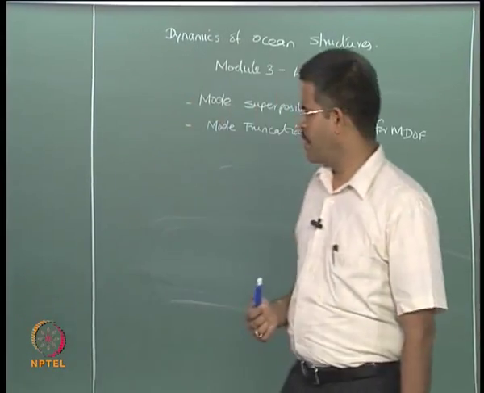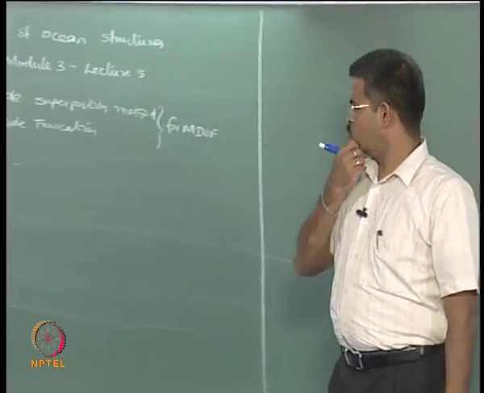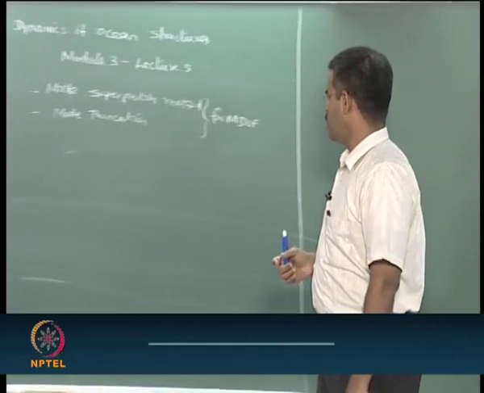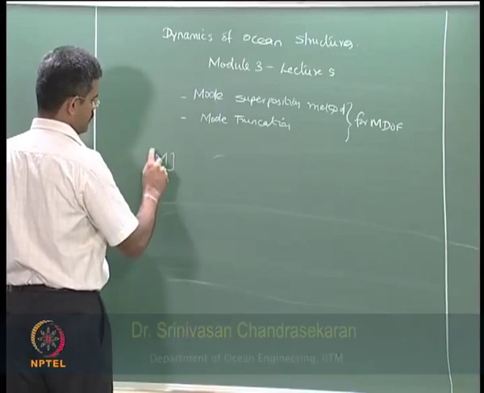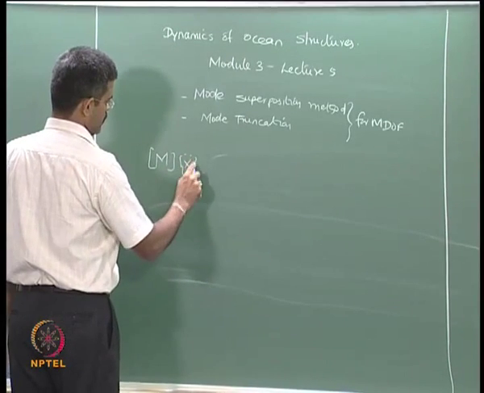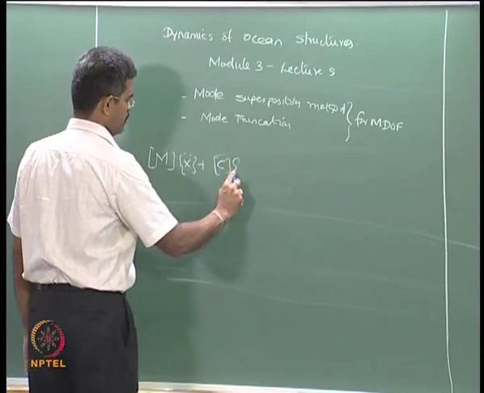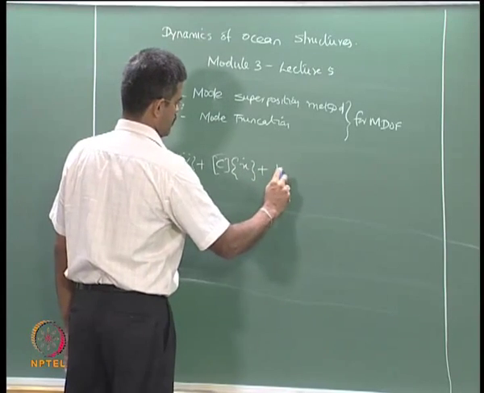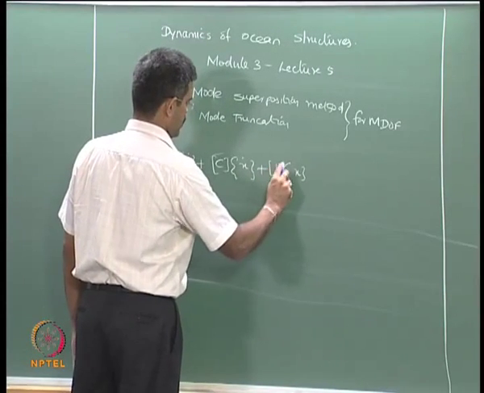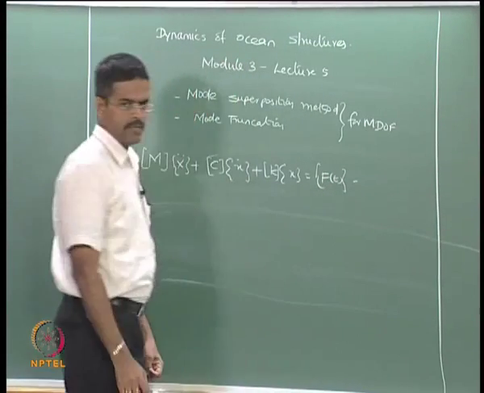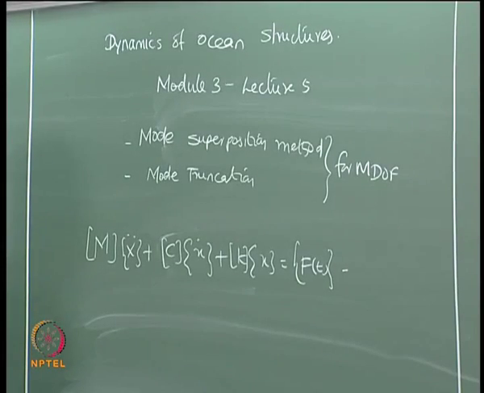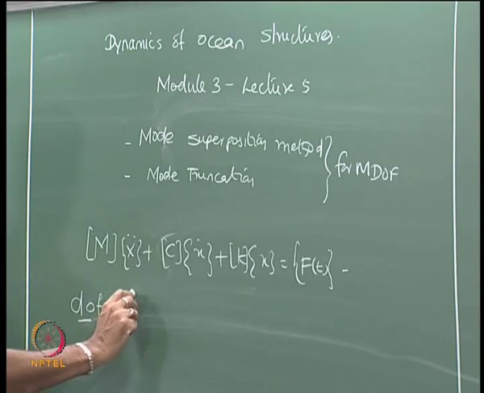In this lecture we speak about the mode superposition method. When you talk about a multi-degree freedom system model, I can say my equation of motion can be written as you see here, and the size of these matrices depends on the degree of freedom. Usually the mass is lumped mass.